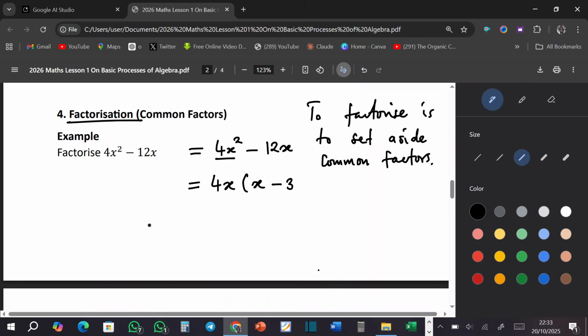Okay? Something that we can multiply with 4 to get 12 is 3. Then this x is already set apart, so nothing remaining in terms of that. So it will be like that. So yeah, this one is our final answer, just like that.